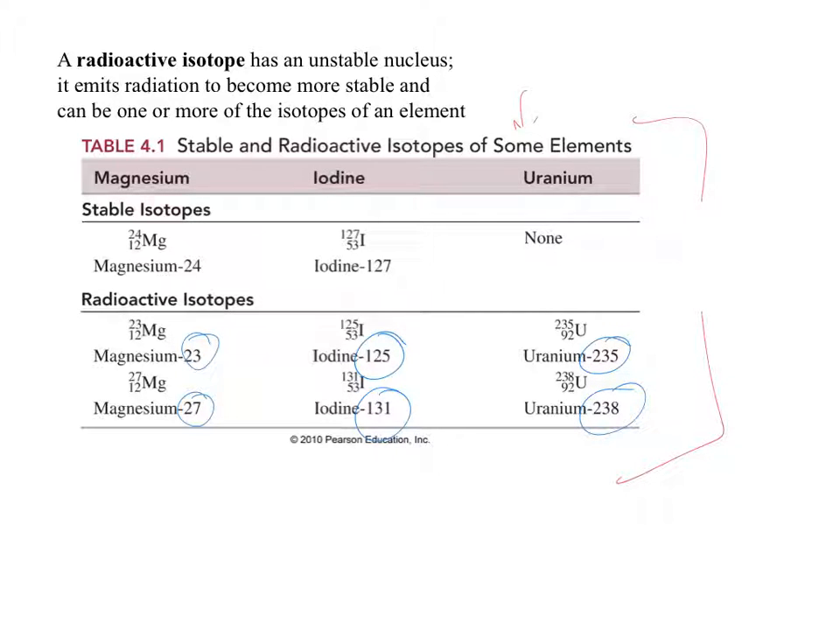Now, just because there's 2 listed here for magnesium, iodine, and uranium doesn't mean that every element has 2. This just so happens to be the case for these 3. They can have 1, they can have none, they can have 4, but these 3 happen to have 2. Now let's talk about what these numbers mean real quick.